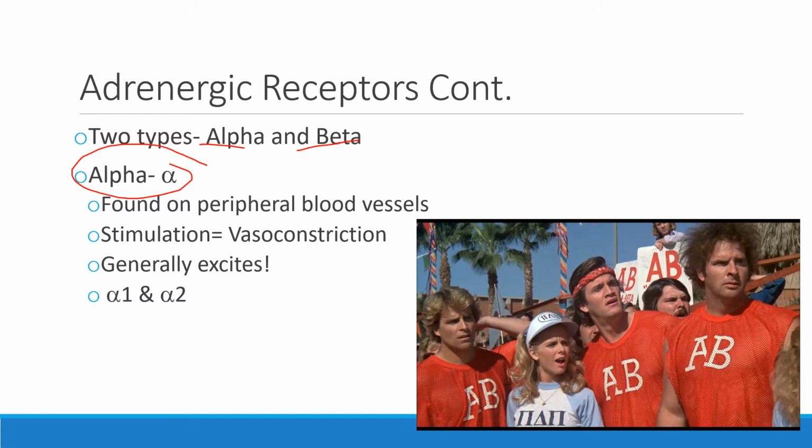And these are found in your peripheral blood vessels. So alpha responses are primarily blood vessel stimulation. And when it stimulates, it causes vasoconstriction. So when we do your racemic epinephrine, it's going to cause vasoconstriction. When we give epinephrine during a code, it's going to cause vasoconstriction to help pressurize that blood flow. So the primary effect is vasoconstriction, and it generally excites. That's its job, is to excite that sympathetic response, right?